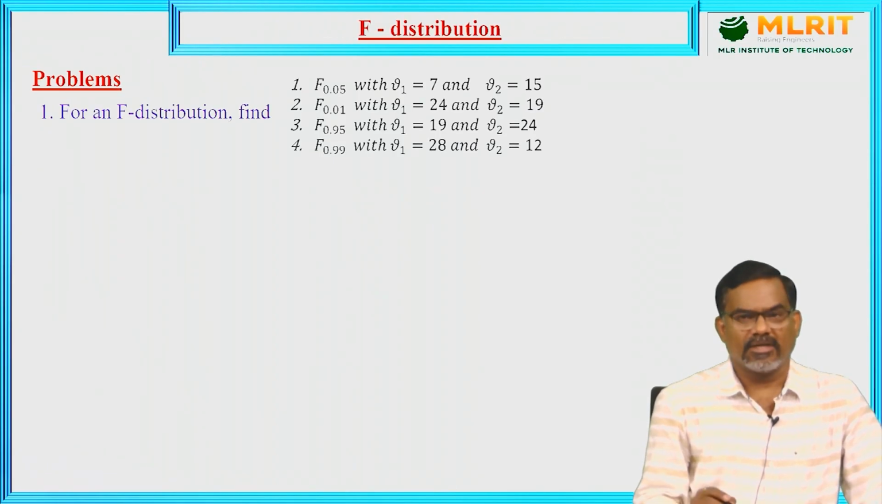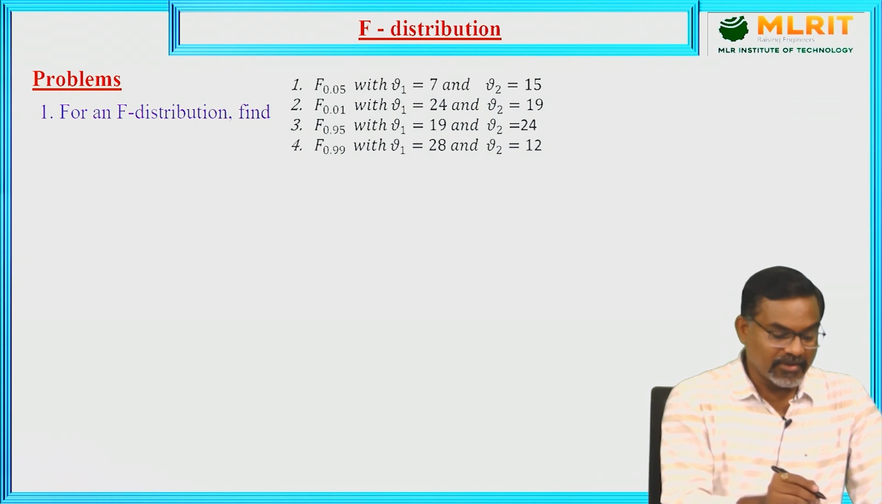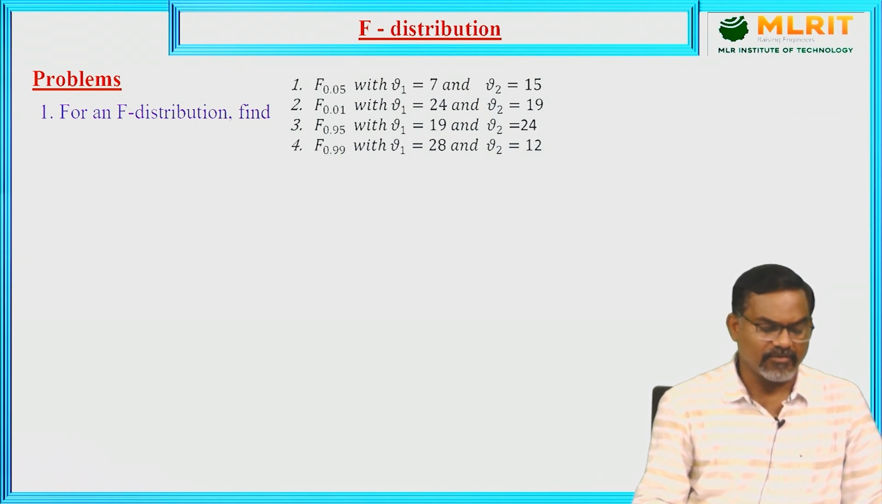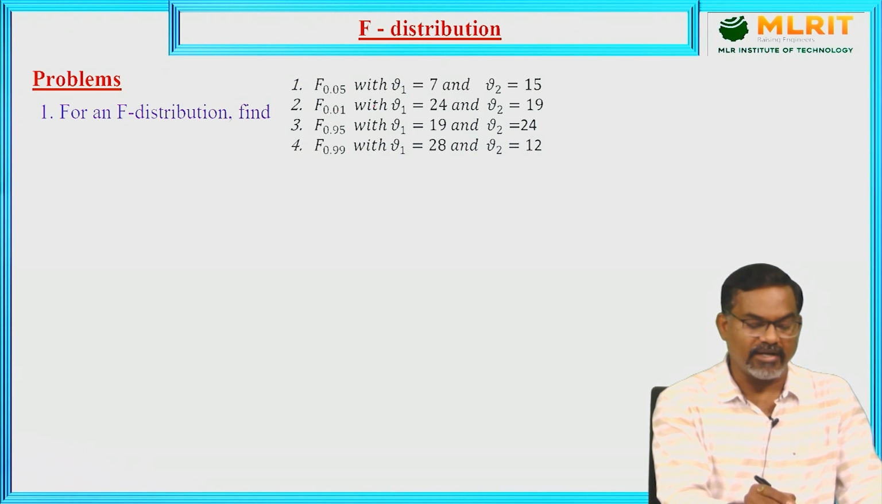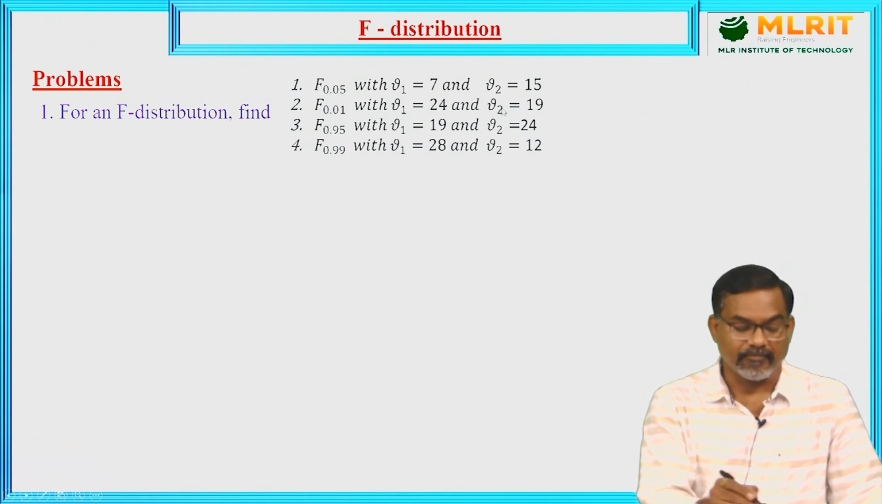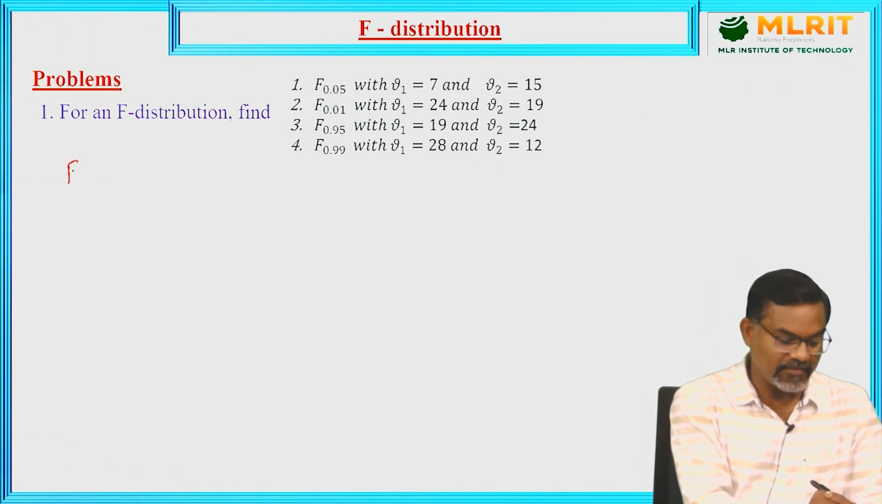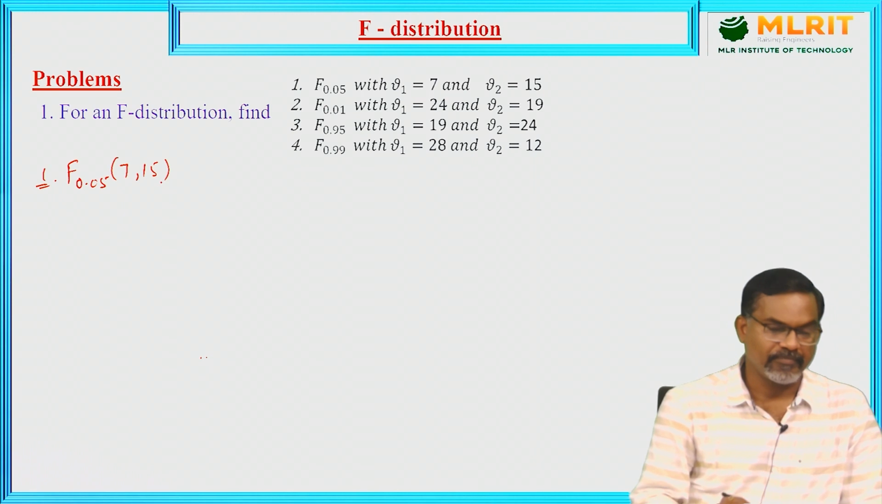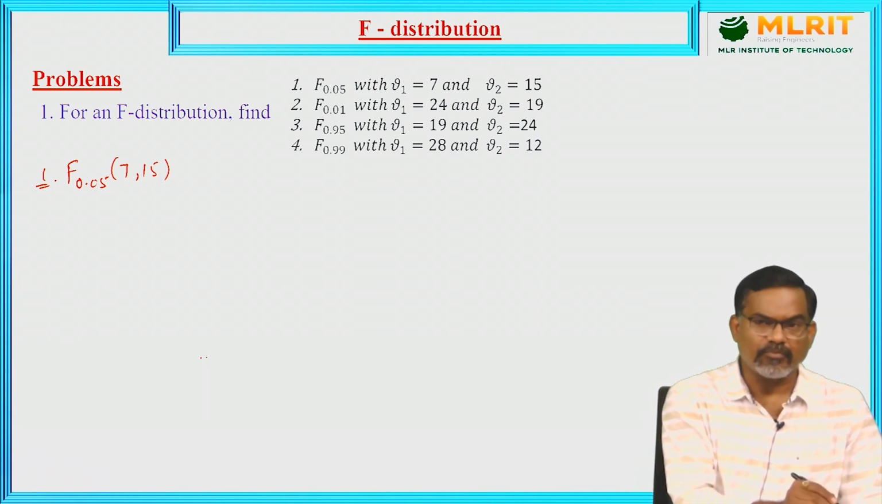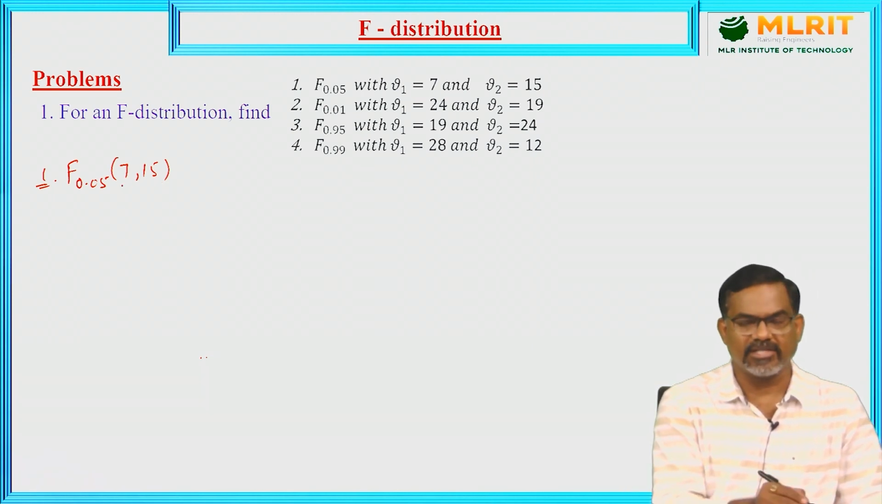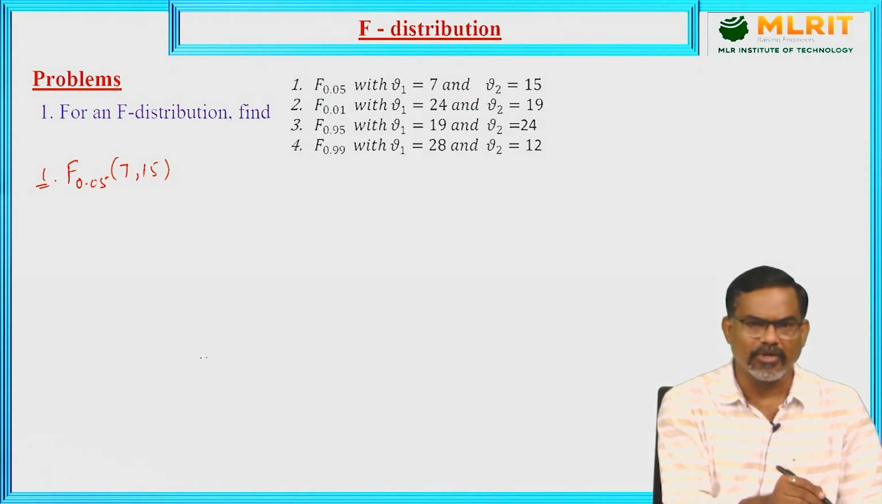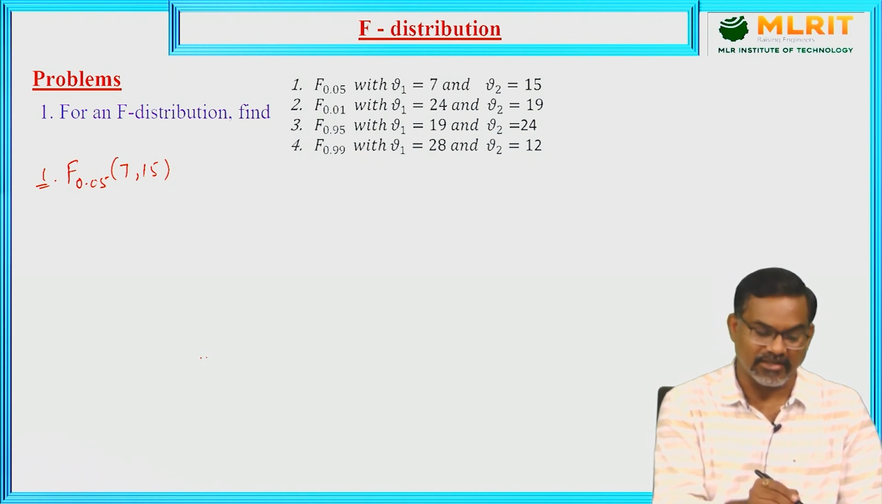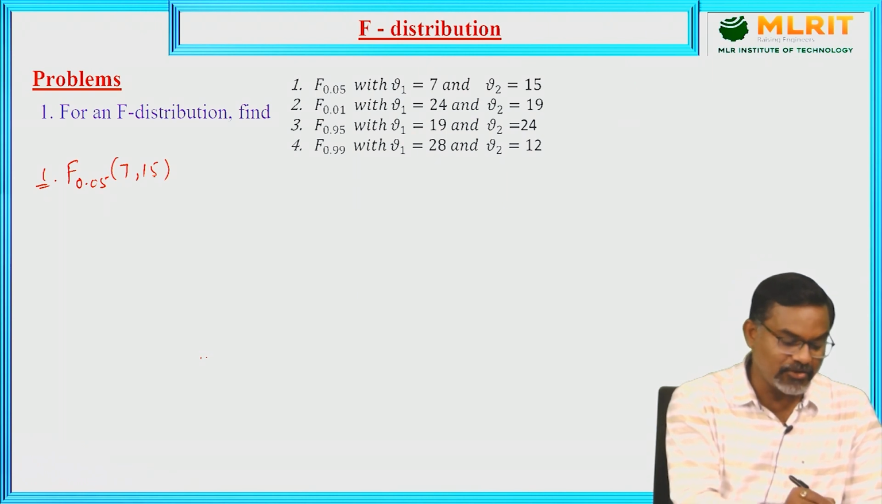Let us solve a simple problem on F distribution. For an F distribution, find F 0.05 with nu 1 equal to 7 and nu 2 equal to 15. The degrees of freedom must follow the same order, 7 comma 15. Just now I told you F depends not only on nu 1 and nu 2 but also on the order in which they are stated. So nu 1 is 7, nu 2 is 15.